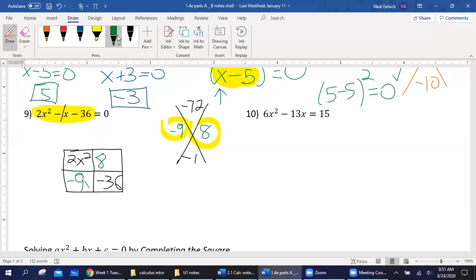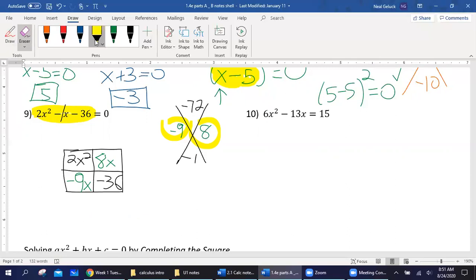And I'm going to hook the variable onto them. If you think about it, negative 9x plus 8x is negative 1x. So I really have the same thing, I just split it into 4 pieces.